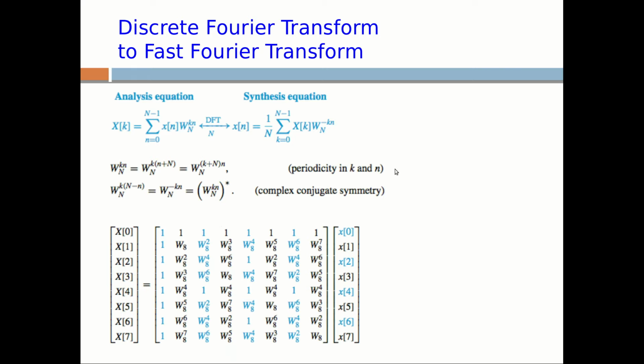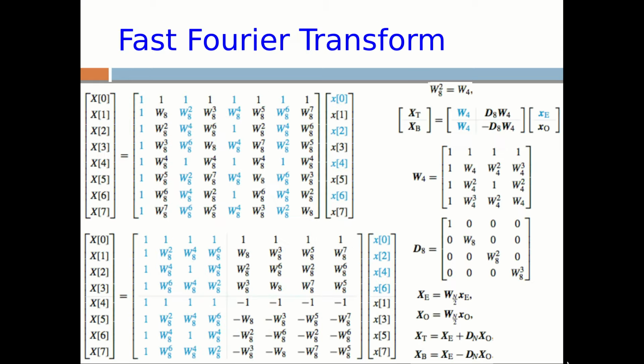But there is a way to calculate DFT in a quick manner. The equations here, the periodicity equation and the complex conjugate symmetry equations, help us achieve that. Let's see how. So in order to perform FFT, we rearrange the DFT matrix in this way.